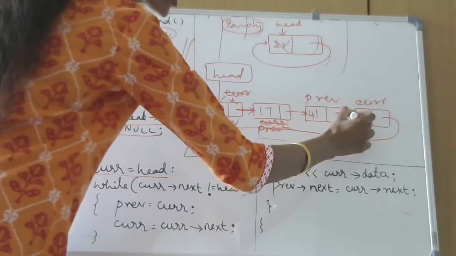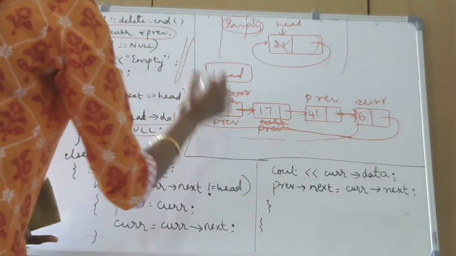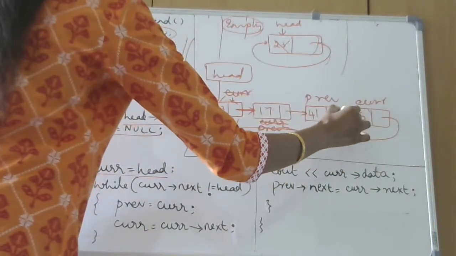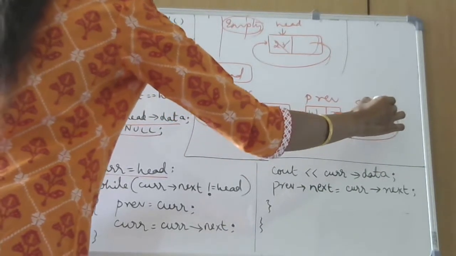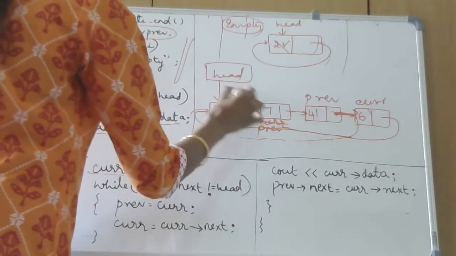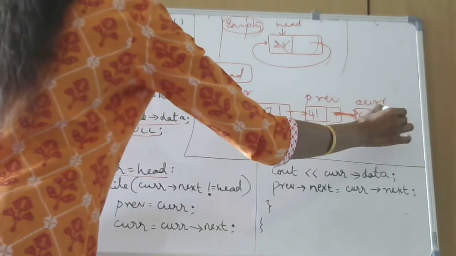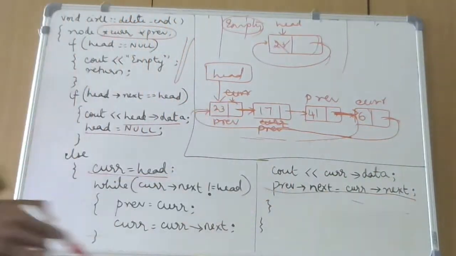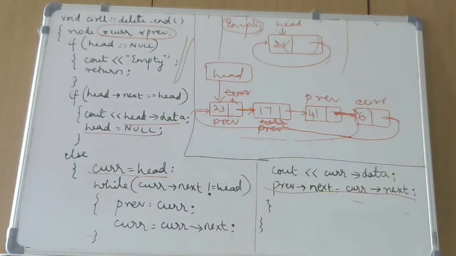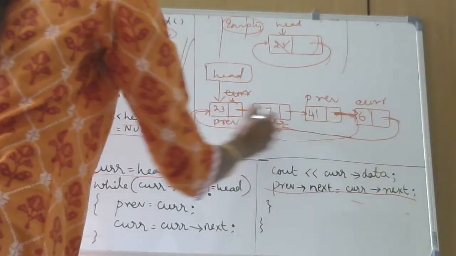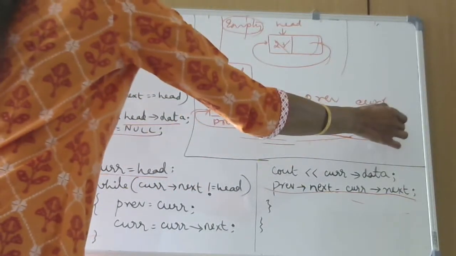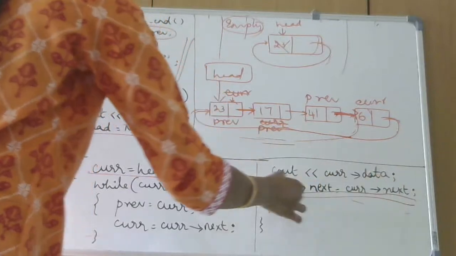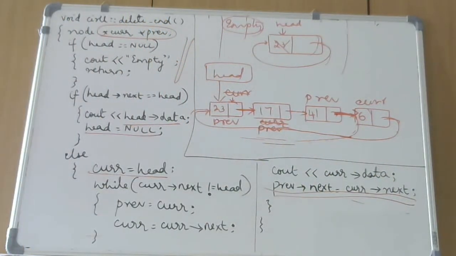Now, this should come and point to my head node. How can I access this? This is nothing but your previous. Previous of next will point back to head. How can I access this node? That is nothing but your current of next. So, that is why we have written previous of next is equal to current of next. Current of next means where is current of next pointing? Current of next is pointing to head. Correct? So, my previous of next should now point to wherever current of next is pointing. That is why we have written previous of next is equal to current of next. Okay? So, this is how you try to delete at the end.